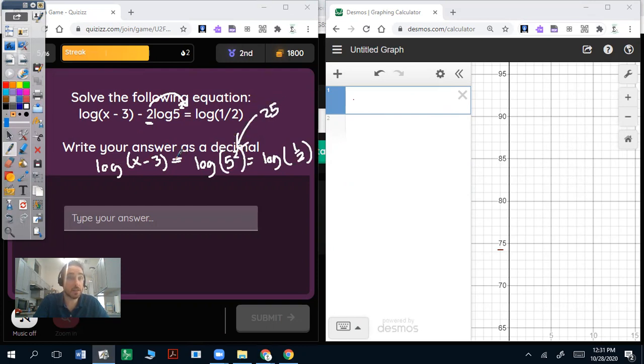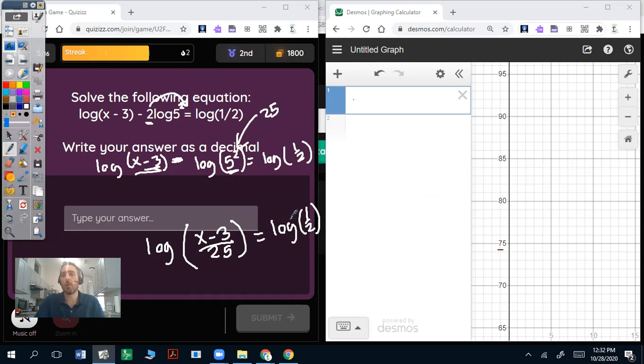Anytime you have a minus, when you're subtracting logs, you write it as one log and divide the two things in here. So we're going to write that as log, big parentheses, x minus 3 divided by this 25. And we're going to set it equal to the log of 1/2. Now, what happens when you have a log on both sides?